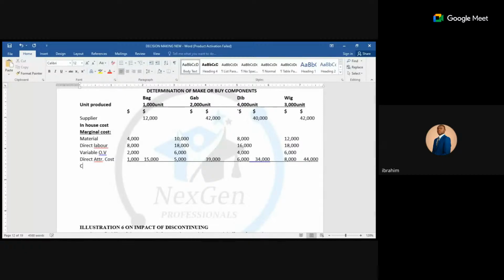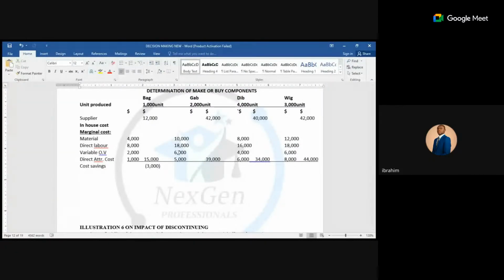So we can have a cost savings. What is the difference? 3,000 naira. What it means is that the supplier is less than the in-house cost. So what do we have here? What is the difference? 3,000 naira.